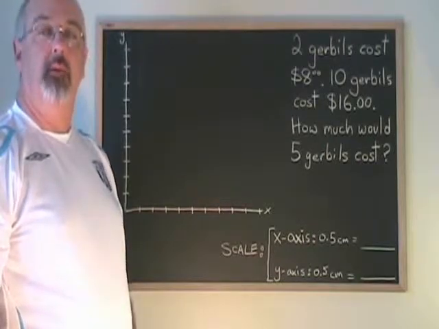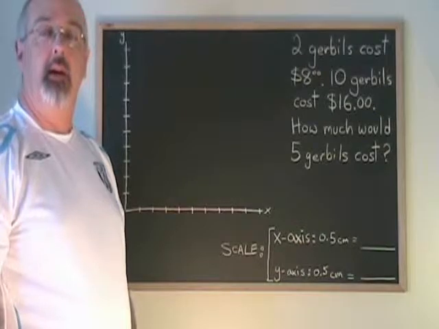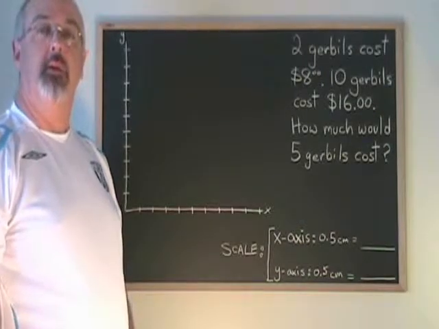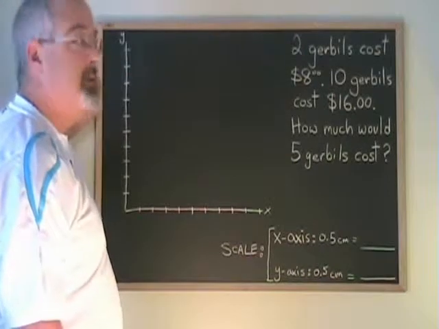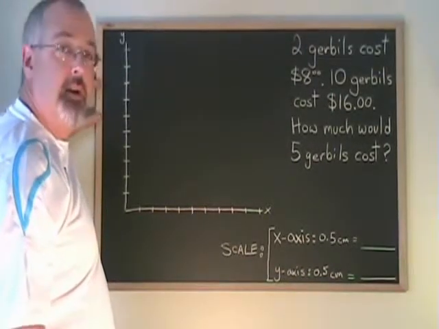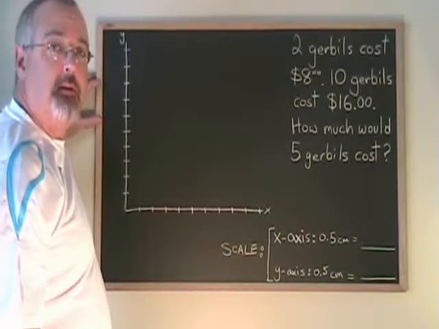In this problem, we are going to use the information given to graph a straight line, and then use the graph to answer questions. Our question says, 2 gerbils cost $8, 10 gerbils cost $16. How much would 5 gerbils cost?